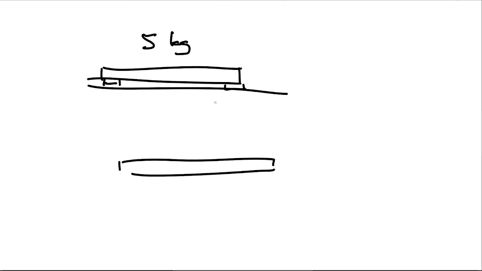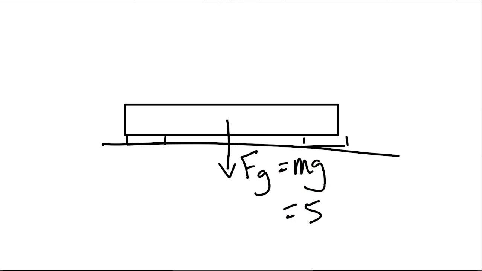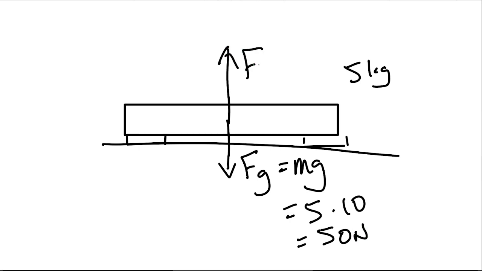Let's do this better. When our scale is on the ground, we have 2 forces acting on it, right? We have our gravitational force, which is equal to mg. This is 5 kilograms, so 5 times 10, which is equal to 50 newtons. That's the weight of this, right? In the other direction, we have our normal force. And our normal force has to completely counteract this gravitational force, so this is going to be equal to 50 newtons as well.